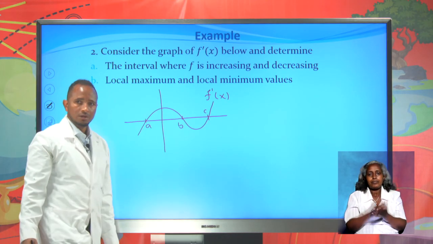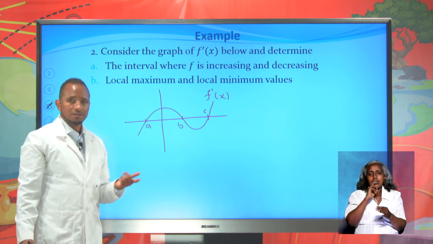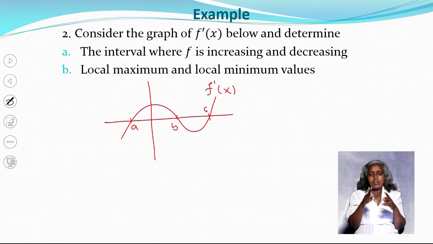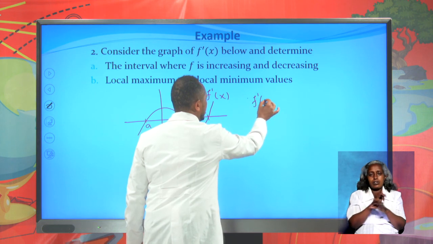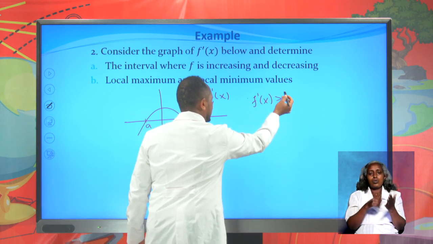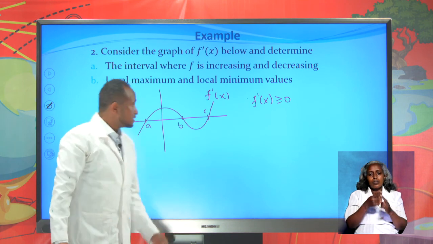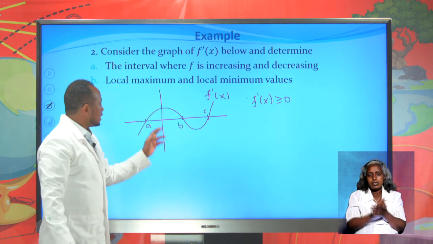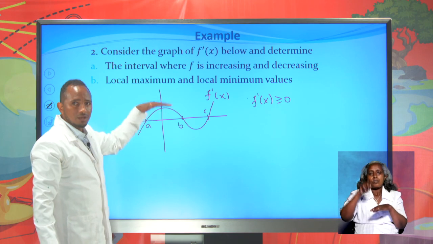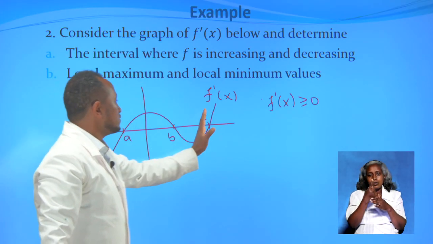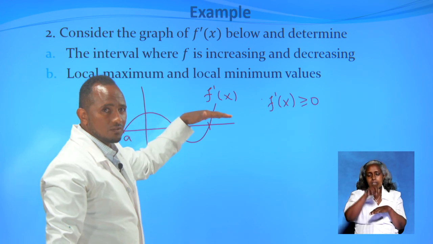So here we are asked the intervals in which our function f of x is increasing and decreasing. First, let's see the interval where the function is increasing. To find the interval in which the function is increasing, we need to find the interval where f derivative of x is greater than 0. From this graph of f derivative of x, from A to B, you can see that f derivative of x is above the x-axis. That means it is greater than 0. Not only that, from C to infinity, f derivative of x is above the x-axis, meaning f derivative of x is greater than 0.